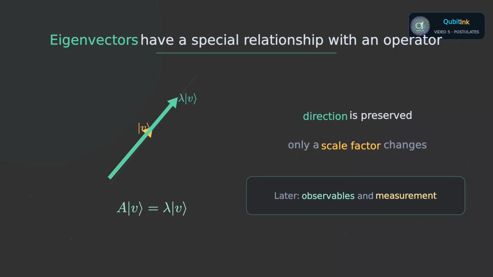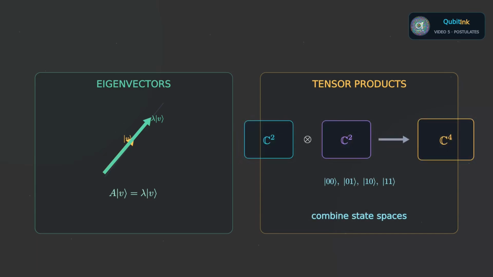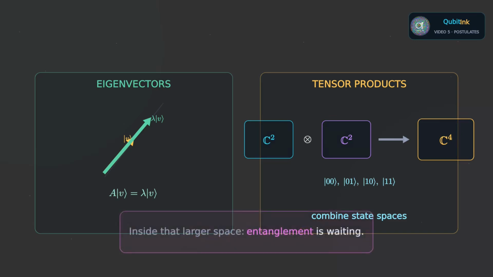And then there are tensor products. Tensor products tell us how to combine the state spaces of separate systems into one larger state space. One qubit is already interesting. Put several together, and the space grows very quickly. And somewhere inside that larger space, entanglement is waiting for us. We will get there.